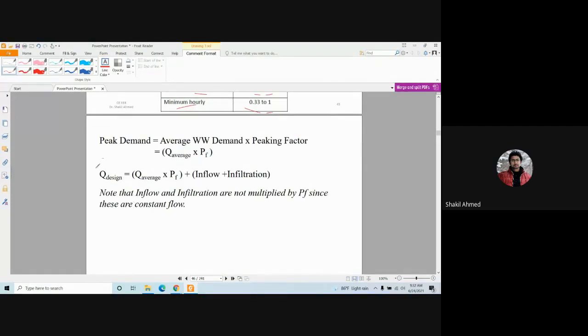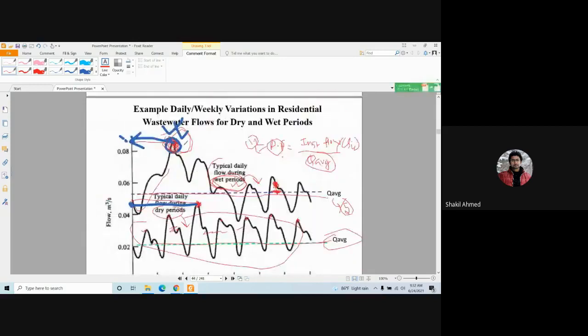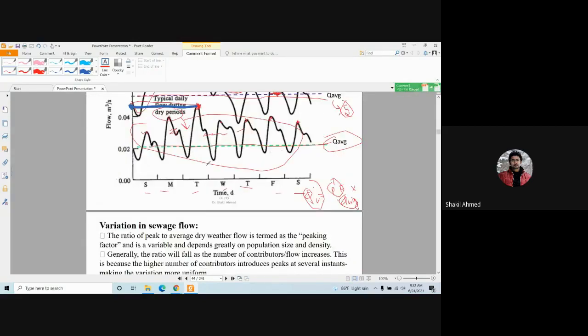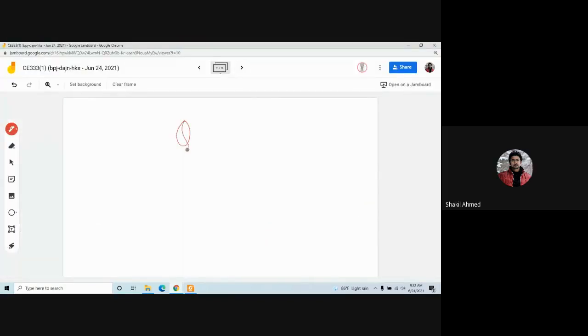Okay. Now finally, the Q design, as I told you, design flow will be what? Let's call it Q maximum. Q design will be Q maximum plus what, guys? Remember, inflow and infiltration. You have to consider them, inflow plus infiltration. Am I right? Yes, sir. I already told you peaking factor equals Q maximum divided by Q average. So Q maximum will be Q average into peaking factor.